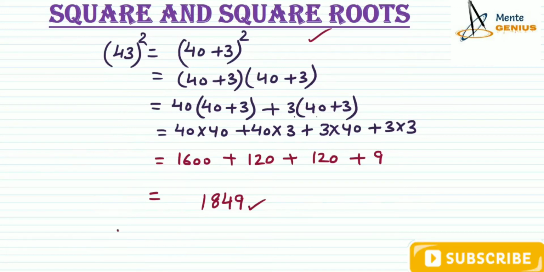Let us try with the trick we have used earlier. Same question we are doing. 3 3s are 9, 4 4s are 16, 4 3s are 12 plus 12, that is 12 times 2, that is equal to 24.